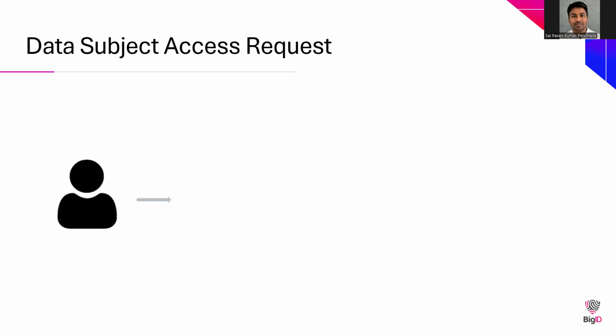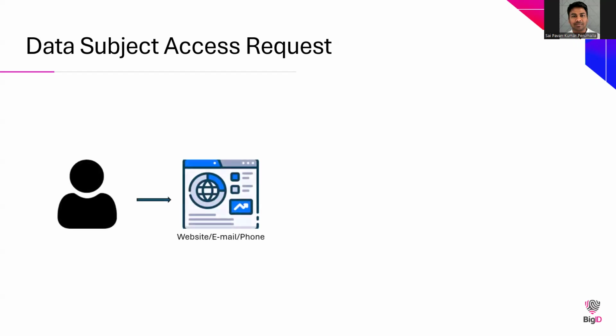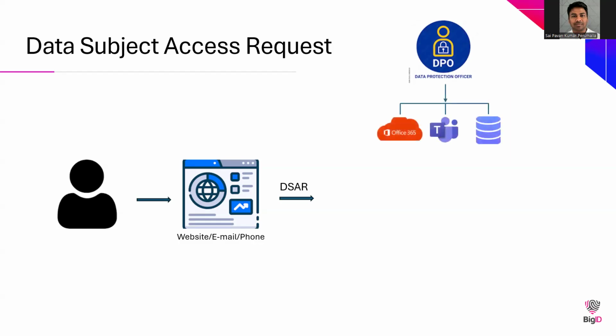So when a user gets onto your portal to process the request for a specific data subject access request, it could be submitted via your website, through an email, or through a phone call. Once that request is submitted, the administrative side of the organization is then required to appoint a data protection officer who will in turn look at different data sets or across the different data sources to look for information related to the specific data subject in question.